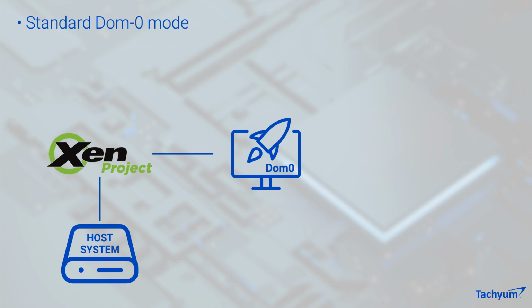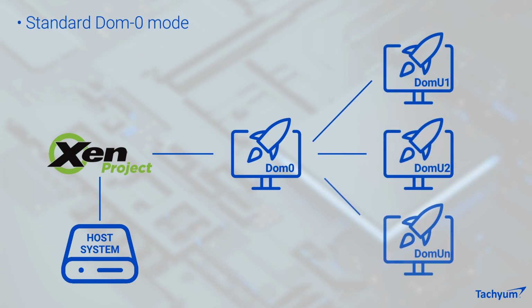It is called DOM0 and has the ability to control the other VMs and support paravirtualized back-end devices that are used by front-end drivers in DOM-U, short for user domains or VMs. The standard use case flow is to run XL and launch a new VM from the command line.